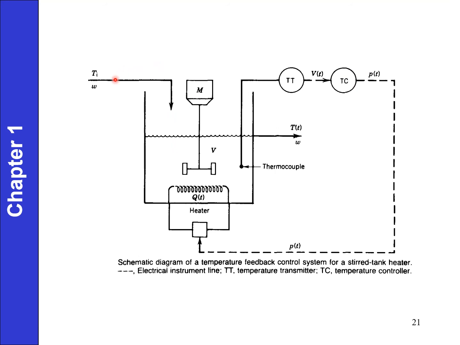This is another example of a feedback control system, and we call the whole thing a schematic diagram of a temperature feedback control system for a stirred tank heater. Remember that the dotted line is for the electrical instrument line. TT stands for temperature transmitter, and TC stands for temperature controller.